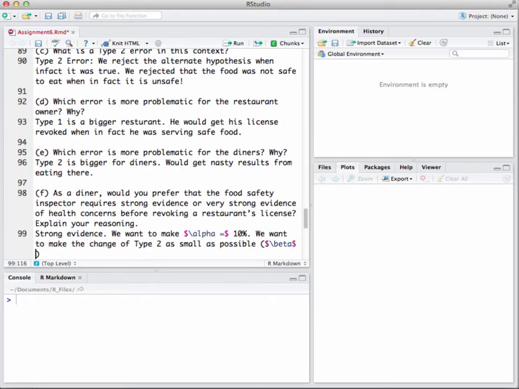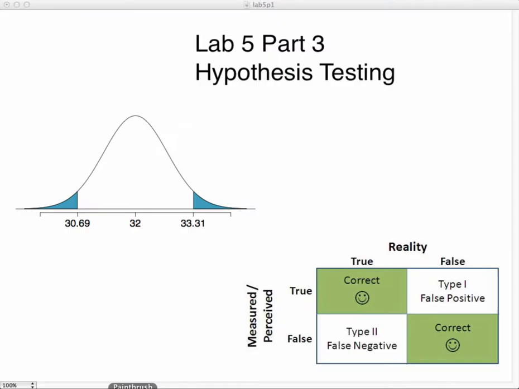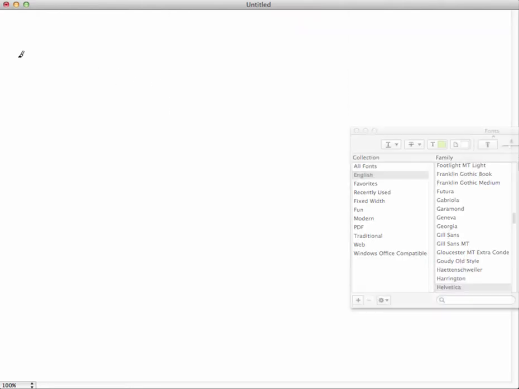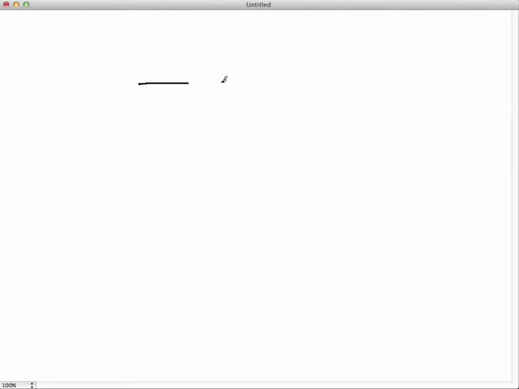Okay, so I want to go back over to the whiteboard for just a minute and talk about why I came up with that particular statement there. So let's get back over here to the whiteboard. Let's get a blank sheet. And it has to do with the relationship between alpha and beta. The way alpha and beta work is as follows. Let's pretend for just a moment. I'm going to make a quick drawing here.